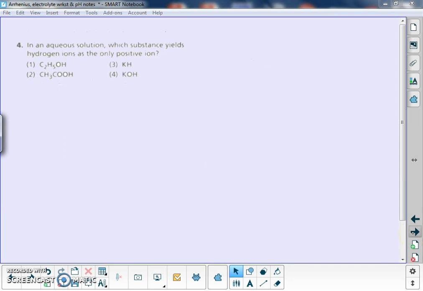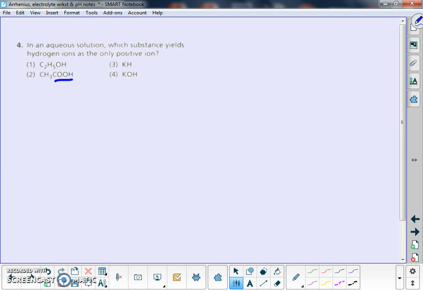Number 4, aqueous solution substance that yields hydrogen ions, again, is going to be an acid. Well, if we look through these things, we're looking for an acid. It starts with an H. Well, none of these start with H, all right? But this one right here has the COOH, tells us we have an organic acid. So there's your answer, organic acid.